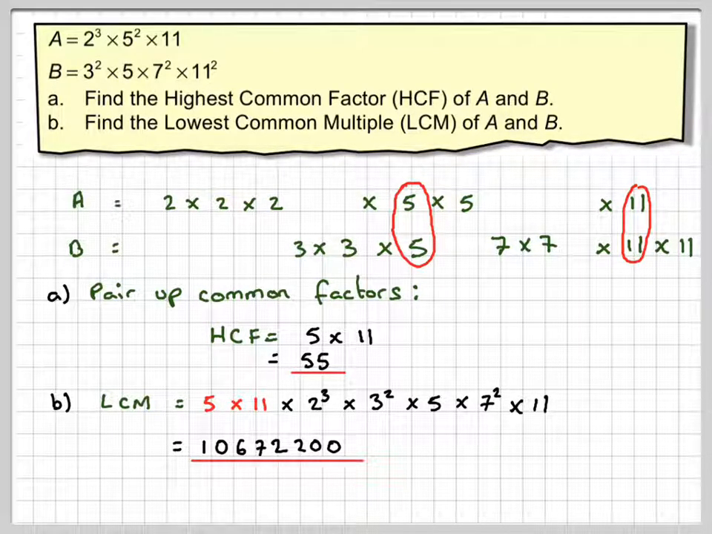So this has been a video to show you how to find the highest common factor and the lowest common multiple when each of the numbers have already been written as a product of their prime factors.